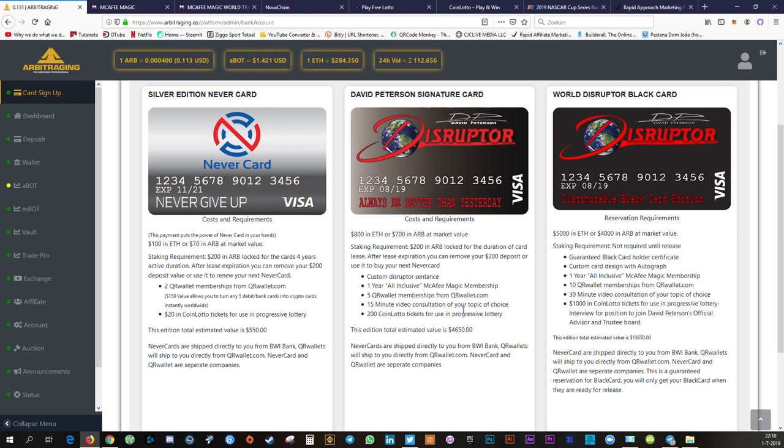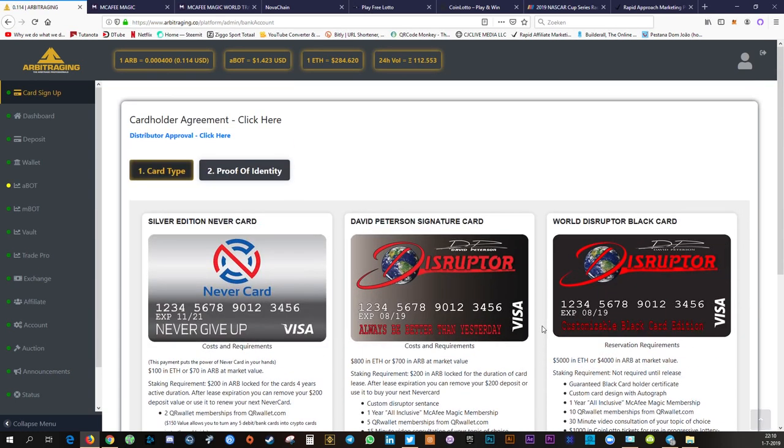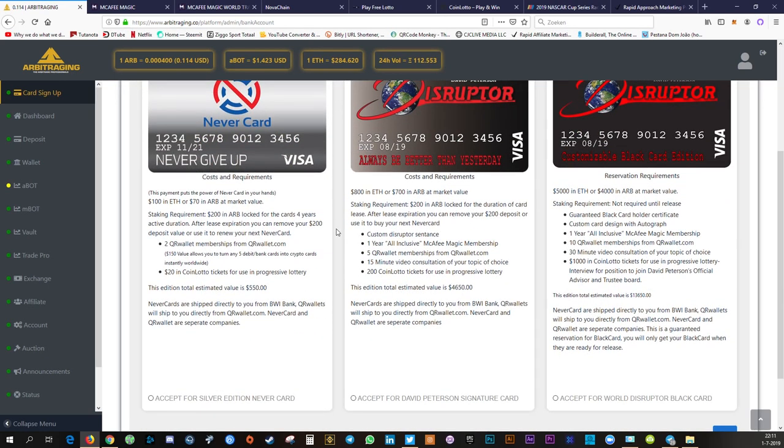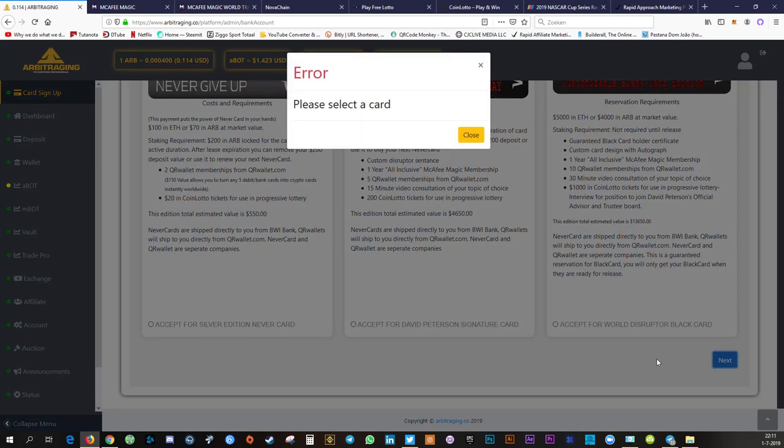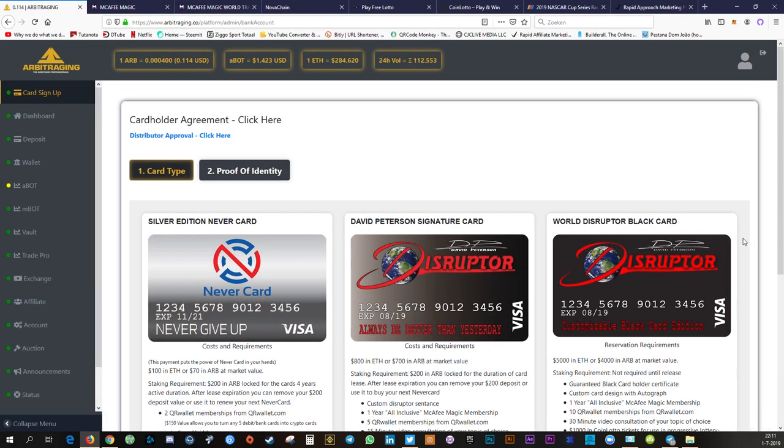But then you have the World Disrupt black card. That's pretty cool. You can read what information and benefits you get when getting these specific cards. And I believe in the past there was a reward system, like reduced fees and all that kind of things. I actually don't have an example of that, but let me see if I can find it over here or something.